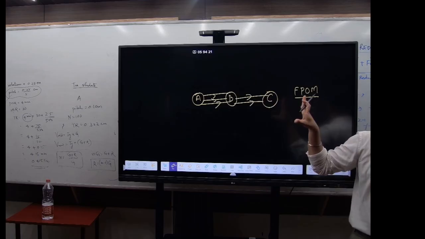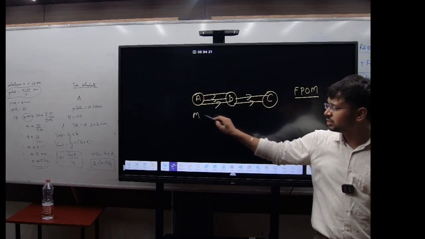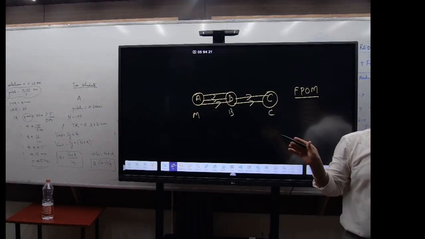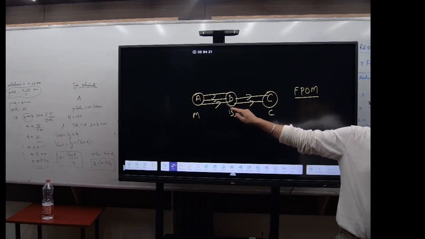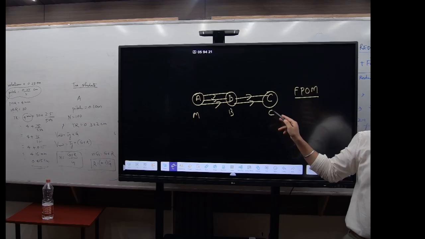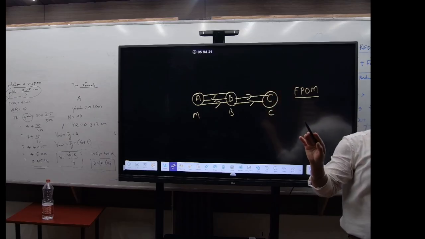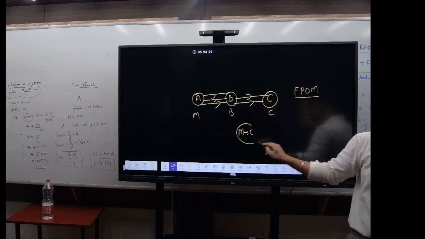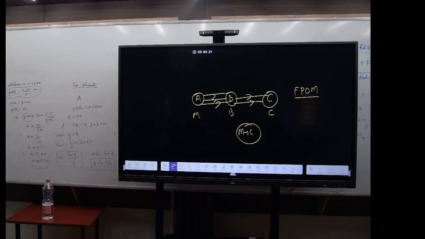This is the road. This is your Mangalore, this is your Bangalore, and this is your Chennai. I have to go from Mangalore to Chennai. There are 3 ways I can go from Mangalore to Bangalore, then Bangalore to Chennai. There is no direct route. Now you say how many ways I can go from Mangalore to Chennai? Can you think and tell me?